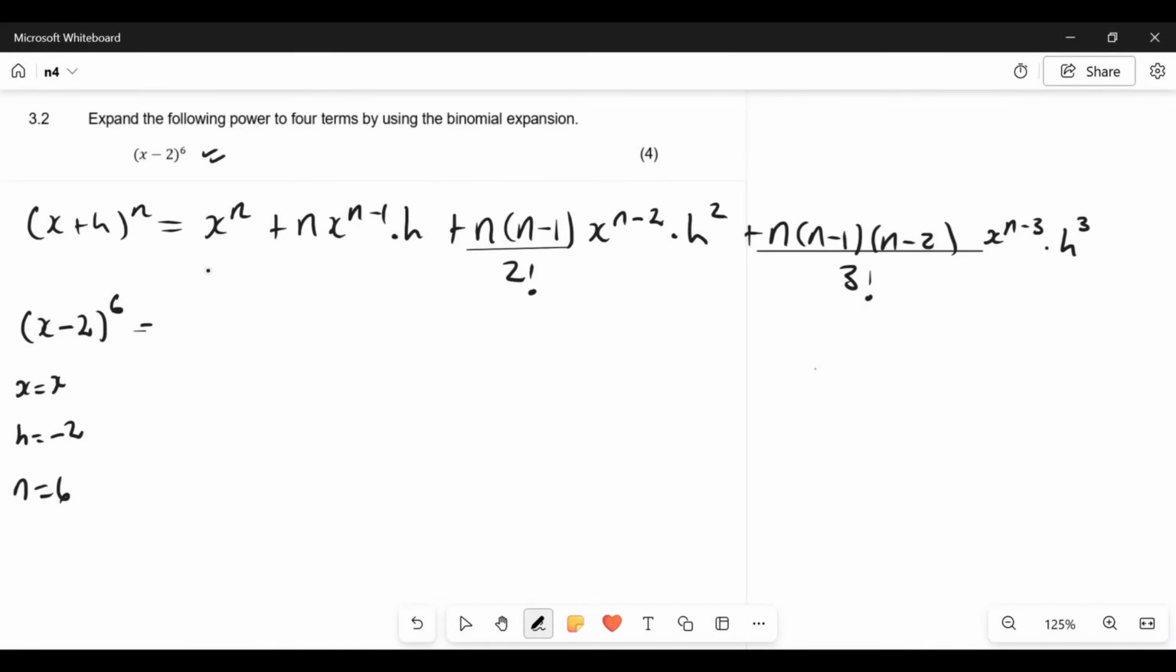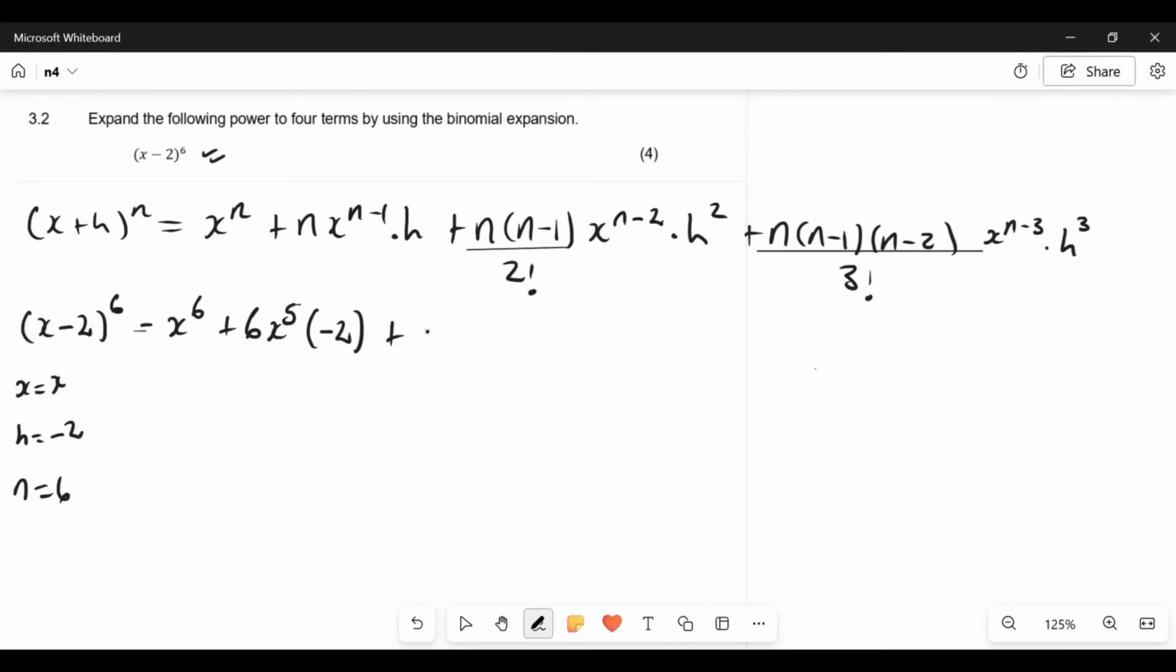Now, the first term, we have x to the power of n. We know that x is just x, and then n is 6 there. The second term, we have n, which is 6, x to the power of n minus 1. So n is 6, and then minus 1. This is going to give us x to the power of 5 there. Multiplied by h. Remember, h is negative 2 there, plus, and then we have another.